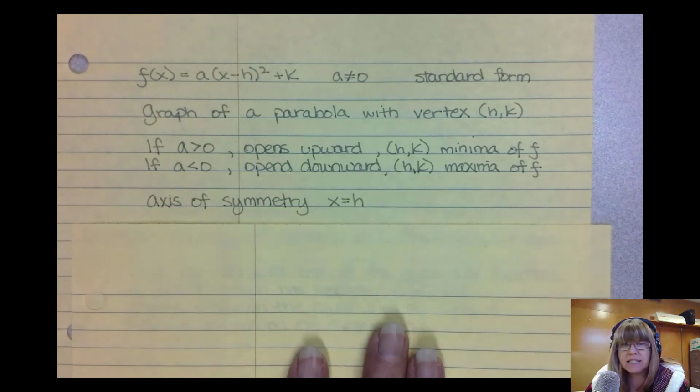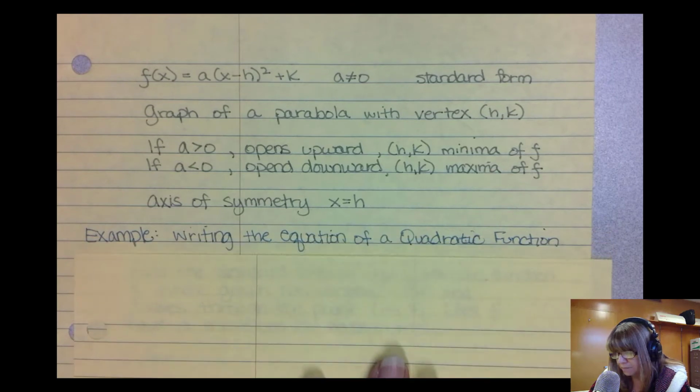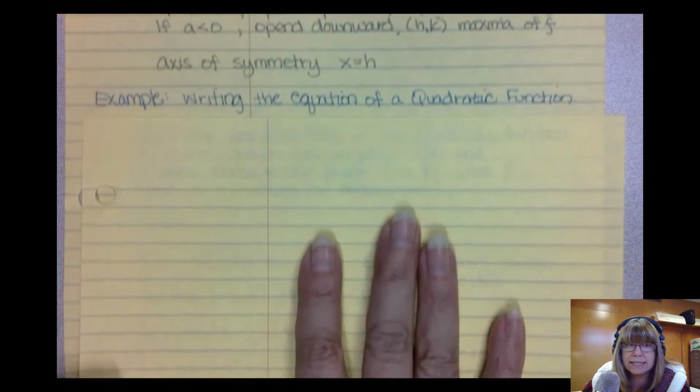Our axis of symmetry is when x equals h. That's our axis of symmetry. Because remember, parabolas are mirror images from this axis of symmetry. You fold it in half and it looks exactly the same on one side as it does the other. So let's look at an example.